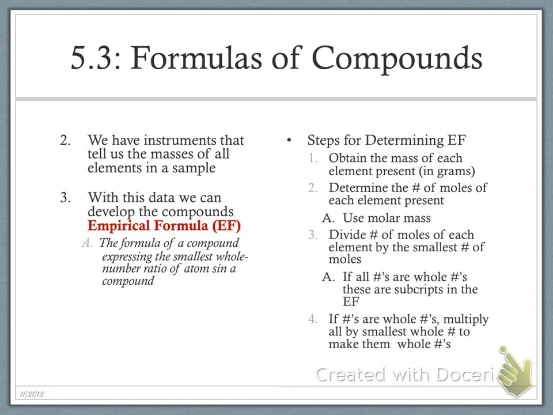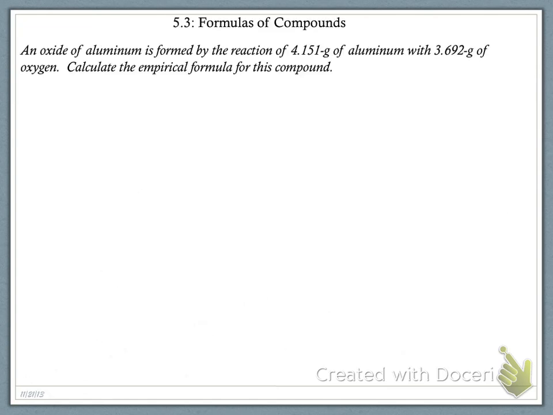To find that, we have to follow some steps to determine this empirical formula. And here are those steps. You can pause the video and write those down. I'm going to skip through them right now and skip to our first example. So let's assume that we make something new, and the detector tells us there's aluminum in there, and there's oxygen in there, and it tells us how much aluminum and how much oxygen.